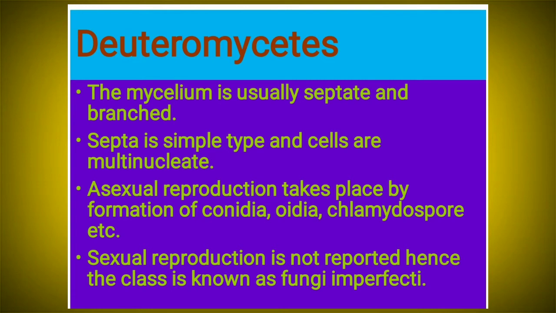Now, in case of this particular class, the steps of sexual reproduction, that is plasmogamy, karyogamy, and meiosis, do not get completed as reported till now. Such steps are not reported in this class, and hence sexual reproduction is generally found to be absent in the members of Deuteromycetes, and they generally reproduce by means of conidia, oidia, chlamydospores or fragmentation, etc. And therefore this class is termed fungi imperfecti.